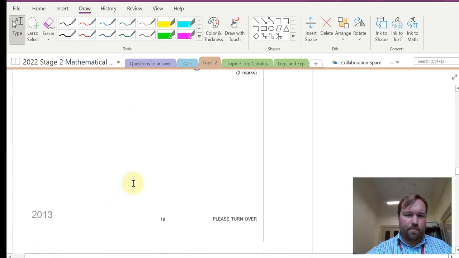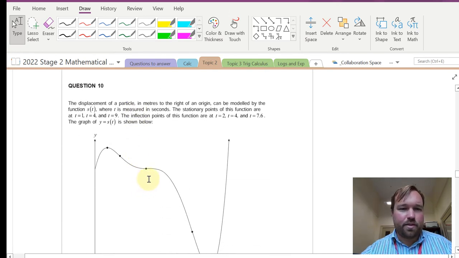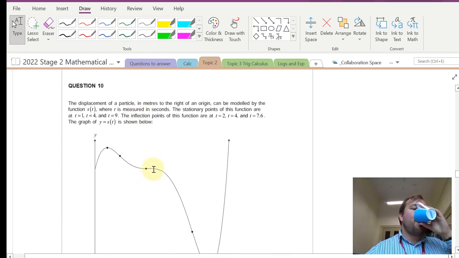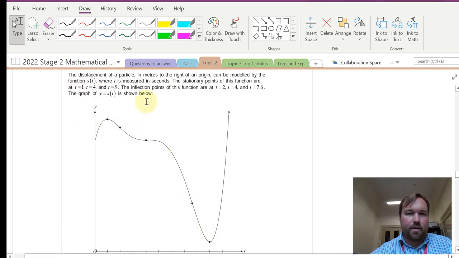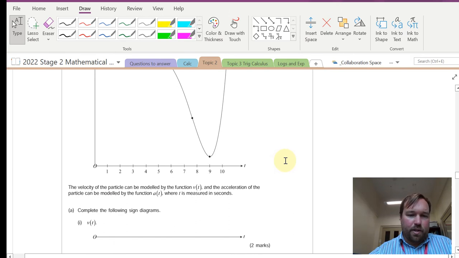Any questions? All right. Displacement. The displacement of a particle in meters to the right of the origin can be modeled by the function s(t), where t is in seconds. The stationary points of this are 1, 4, and 9. The inflection points are 2, 4, 7.6. Complete the following sine diagrams.